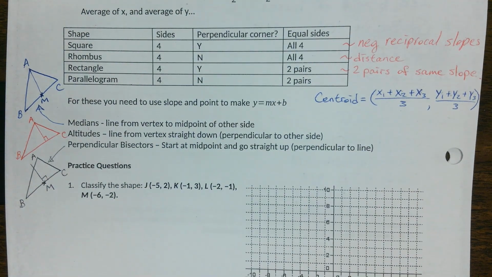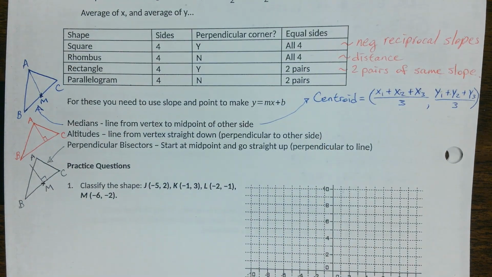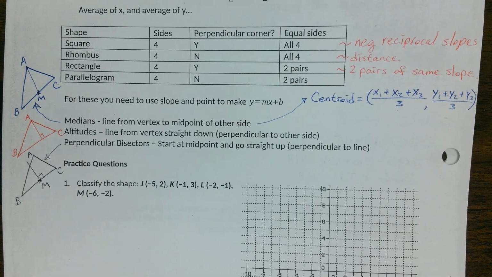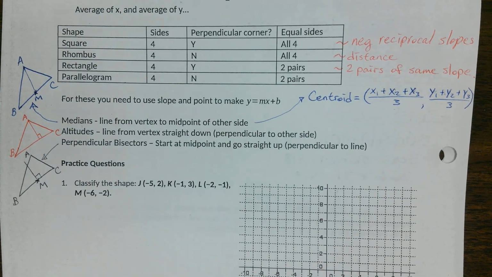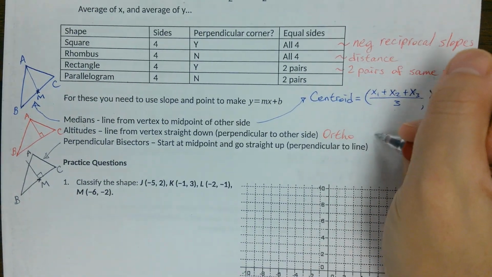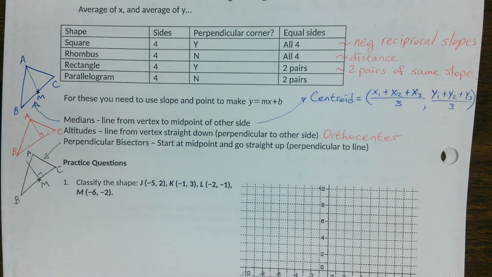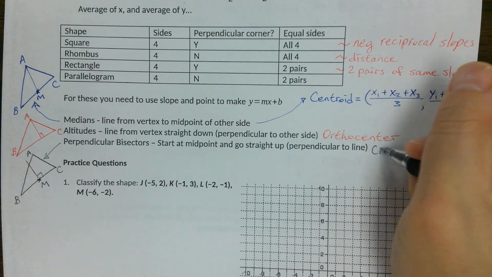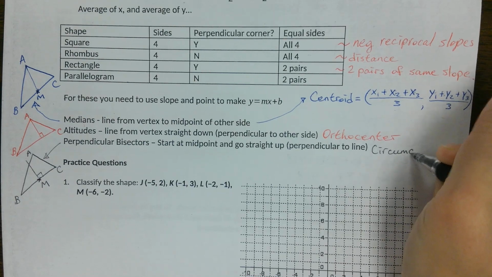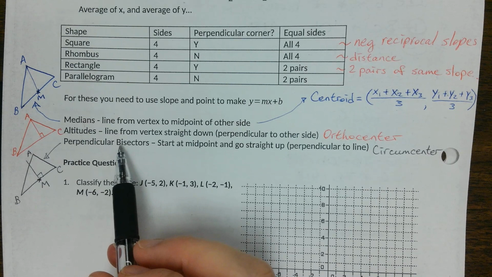Okay, so centroid is where 3 medians meet. What's the word for 3 altitudes? Yeah. Good. Orthocenter is where 3 altitudes meet. And then what's the word for 3 perpendicular bisectors? Circumcenter. Good. Perpendicular bisector and right bisector is the same thing.